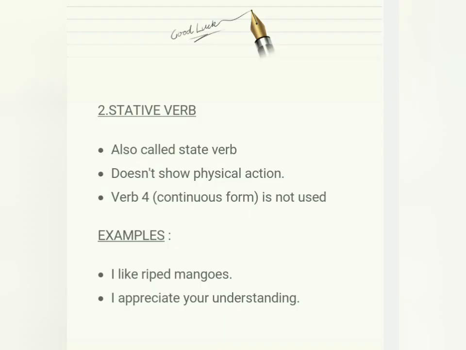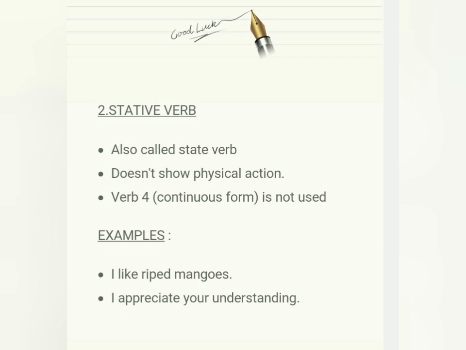Second, static verbs. It is also called state verbs. It does not show any physical action, but here we cannot use fourth form of the verb. We cannot use ing form with the verb. Ing is not added in this verb. That is called state verb or static verb.